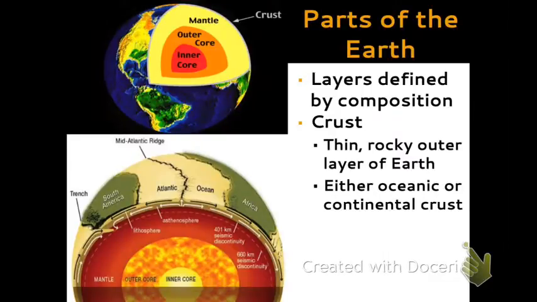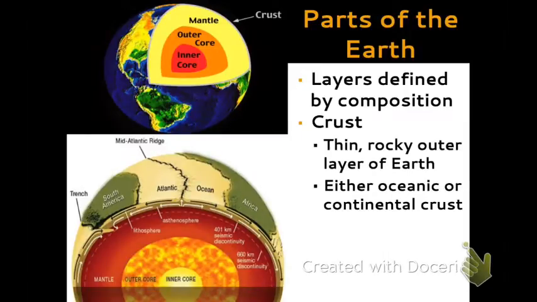You have two types of crust. It can be oceanic or it can be continental. So if you look at this picture up here, right here where my X is, we have the ocean, and right here we have continents, we have land. So when we're looking at our crust, you either have crust that is on the ocean floor, or you have the crust that is the continents and the countries that we live on.